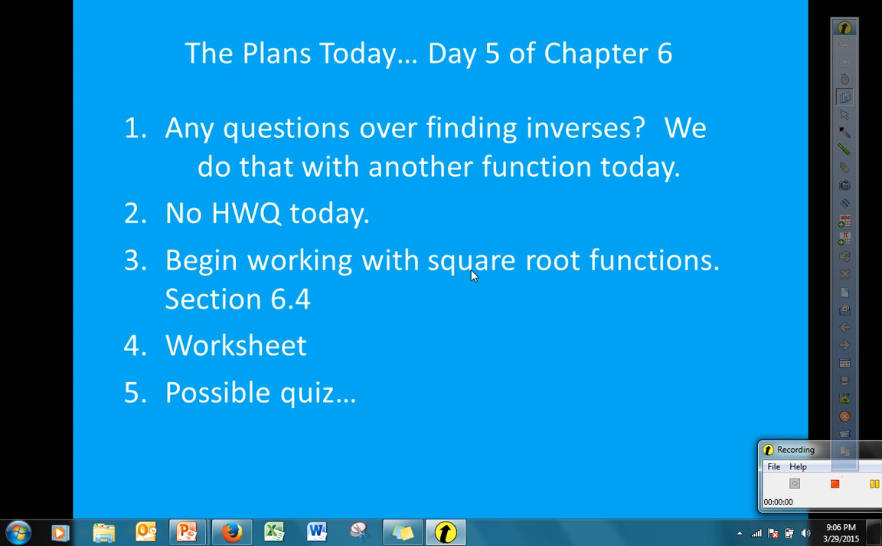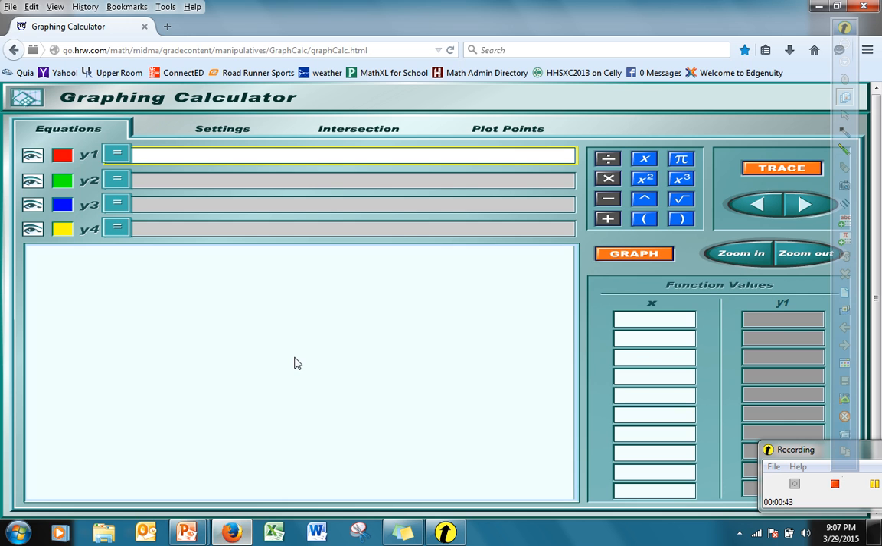But what I need to do today is begin working with you on what we call the square root functions, what they look like, their domain, and their range. But before I do that, here's where I want to start. I want to take you back to something that we had done before. We had graphed functions like this before.